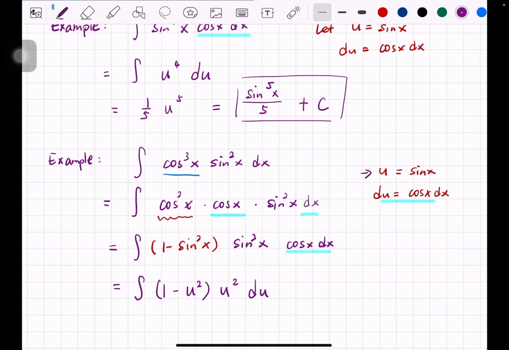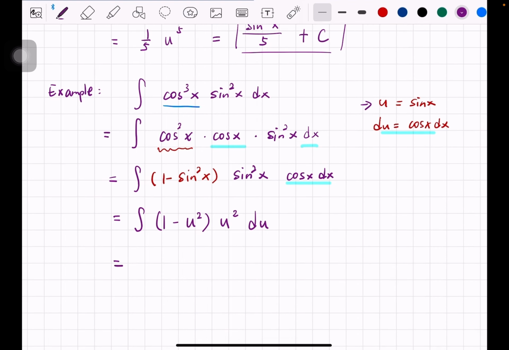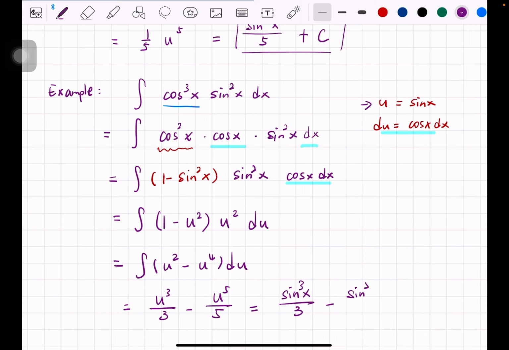Now we can multiply everything out and use the power rule to find the antiderivative, which is going to be u cubed over 3 minus u to the 5th over 5. Replace u back with sine. So we get sine cubed x over 3 minus sine to the 5th power of x over 5 plus the constant c.